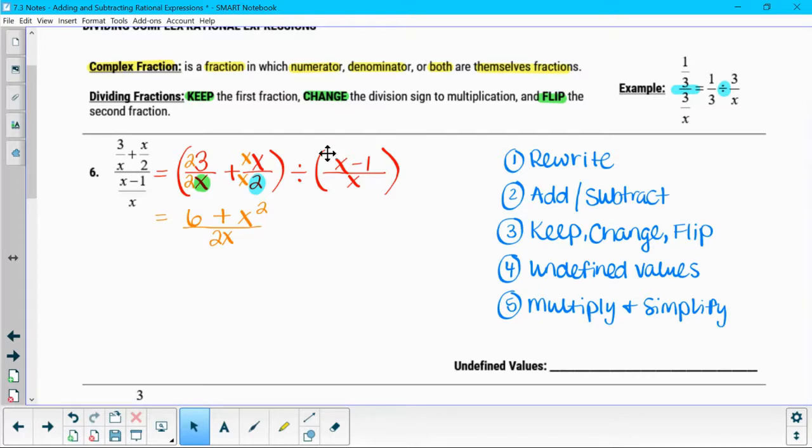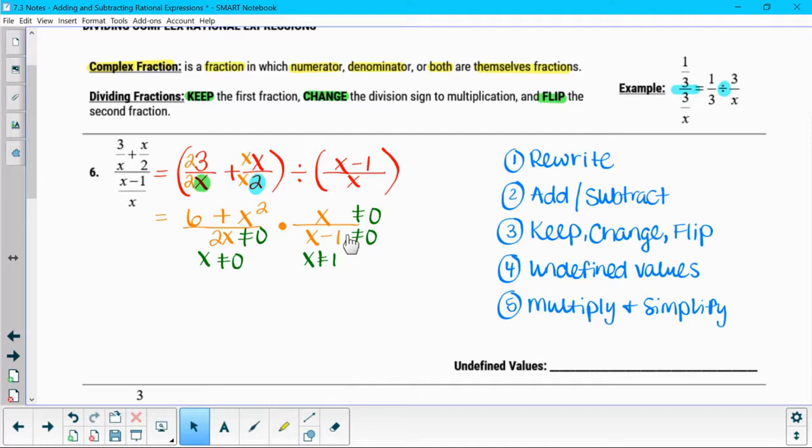And I'm going to change my division to be multiplication, and I'm going to flip my second fraction. So I'm kind of already down here at step 3. I rewrote in red. I added or subtracted in this orange first step. Keep, change, flip my second fraction. Now I'm going to figure out what my undefined values are. And remember, with division, we're not only checking both denominators, we are checking the divided numerator. So x cannot equal 0, x cannot equal 1, and from here, I would also get x cannot equal 0.